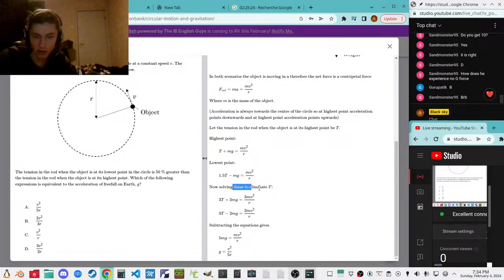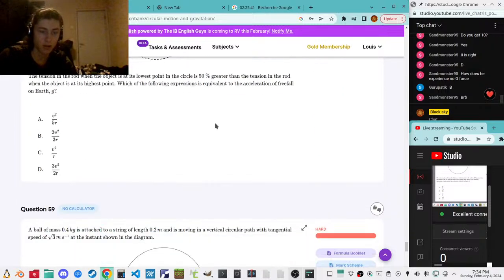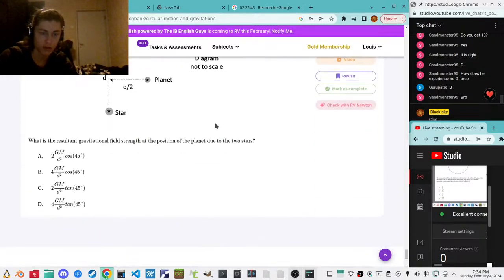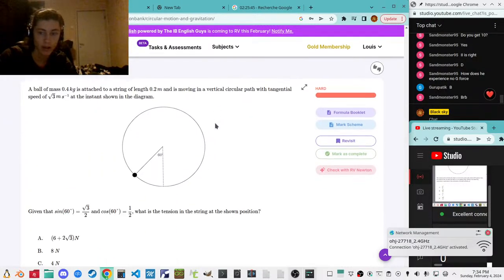Now solving these to eliminate T. Okay, they eliminate T. So basically just solving. Two more.